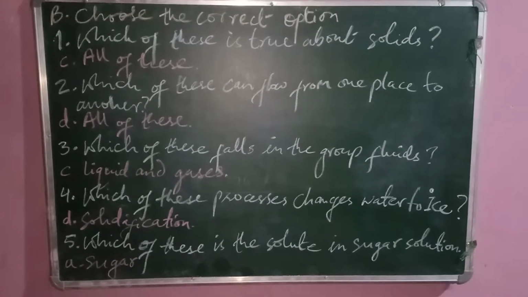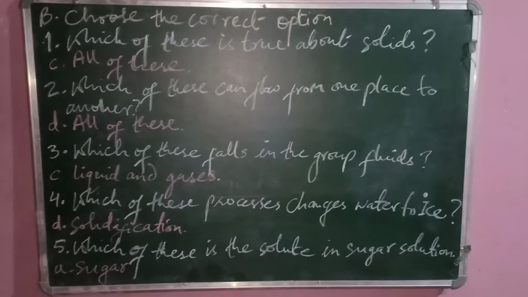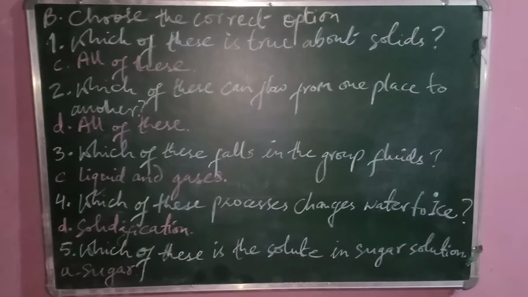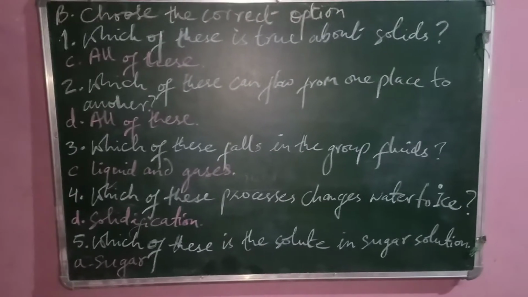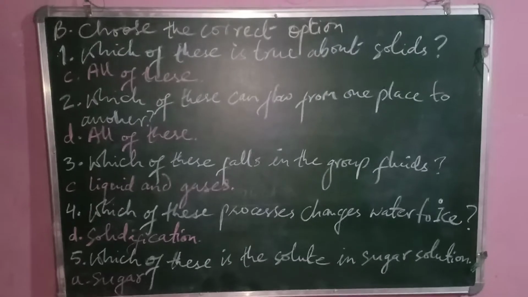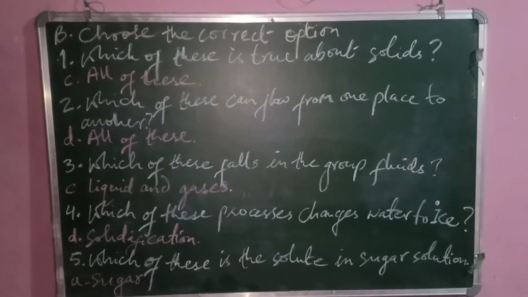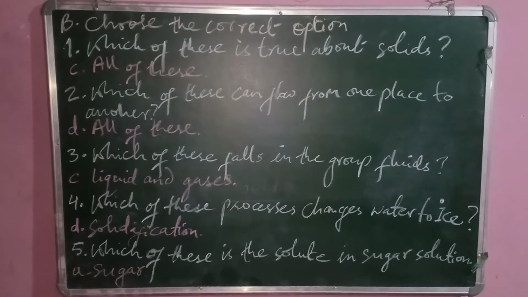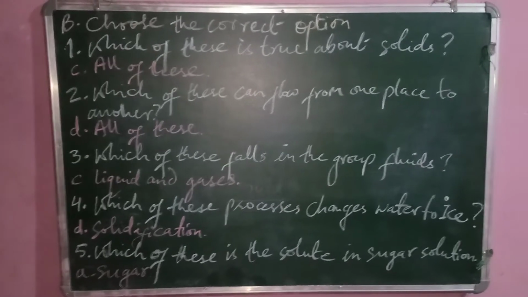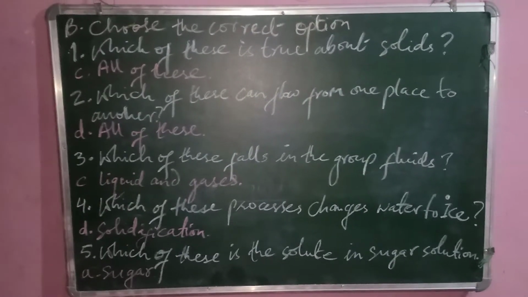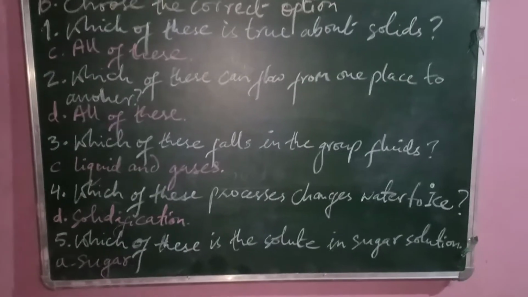So let's start with the choose the correct option. Question number 1, which of these is true about solids? The options are: particles are packed very close to each other. Option B, they are usually hard. Option C, they are fixed shape. And option D, all of this. So all of these are some of the features of solid. So we have to choose option D, that is all of this, not option C but option D.